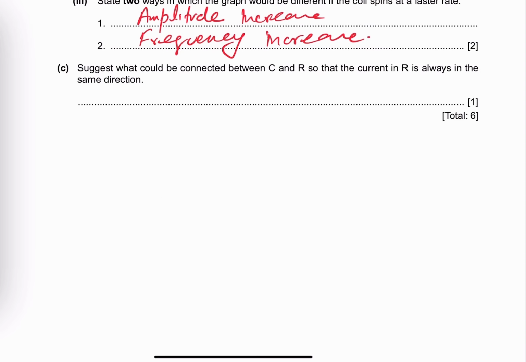Okay, suggest what could be connected between C and R so that the current in R is always in the same direction. In the same direction means you want to convert AC current into DC current. So for that purpose, a rectifier is used. Rectifier is made from diode, so you can write rectifier or diode as well.